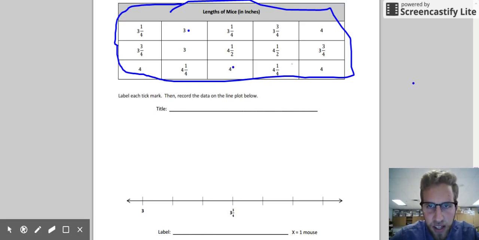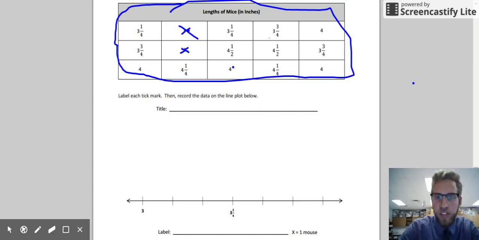When I look here, I notice right away that the numbers it does give me is a 3, and it gives me a 3 and 3/4. So let me go ahead and plot those right away, just to get them done. So here's 1, 3. That's going to be an X. Another 3 will be an X. And that's all the 3s.